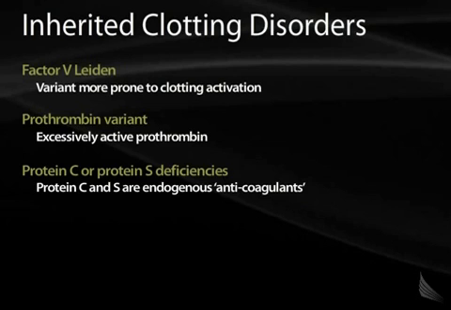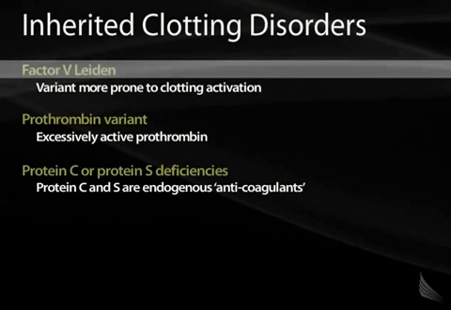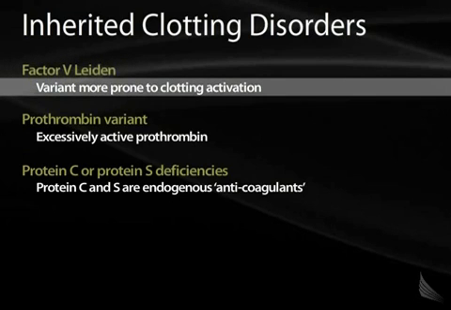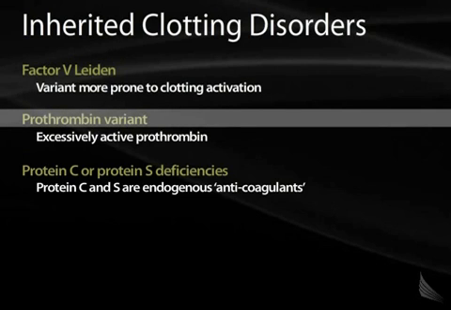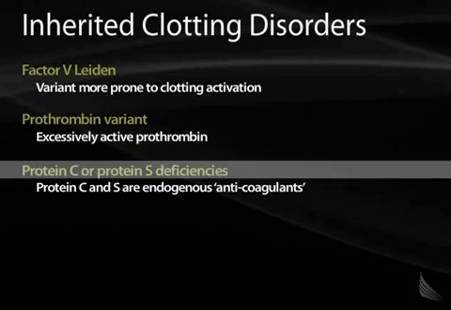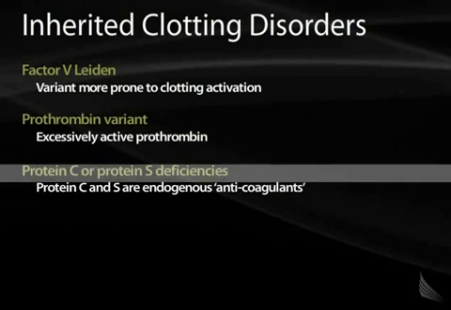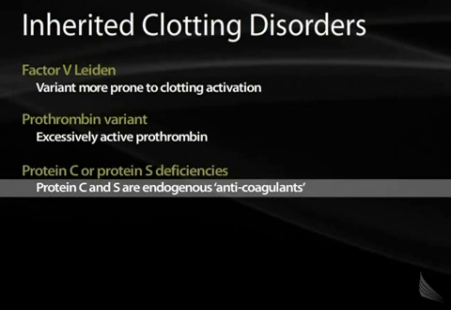Some of the inherited clotting disorders include factor V Leiden mutation. This is a variant of factor V that is more prone to causing clotting activation. Another is prothrombin variant, which exhibits an excessively active prothrombin molecule, and protein C or protein S deficiencies. It's important to remember that protein C and protein S, even though they are vitamin K dependent, are also endogenous anticoagulant molecules.